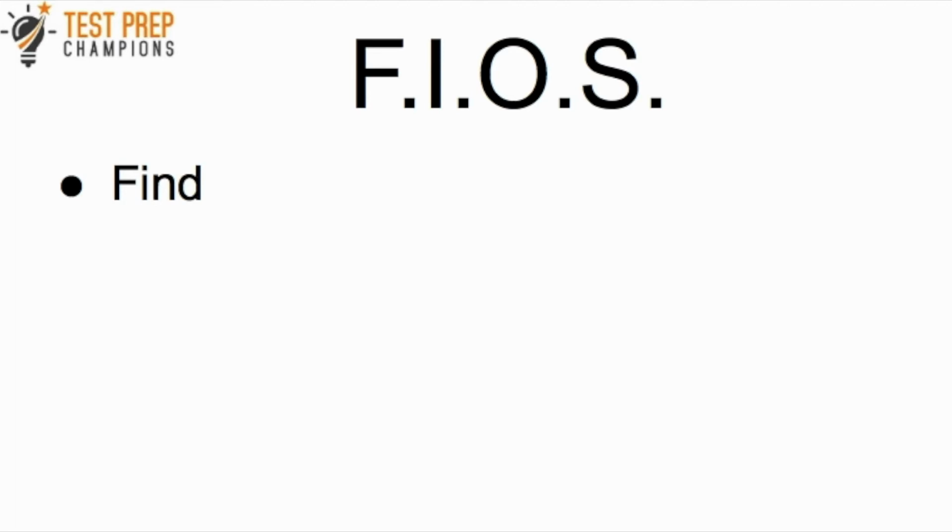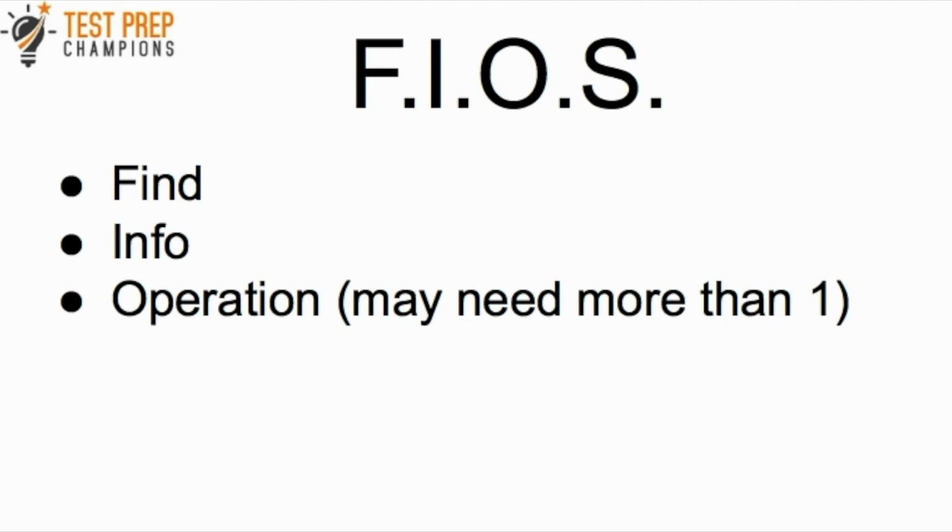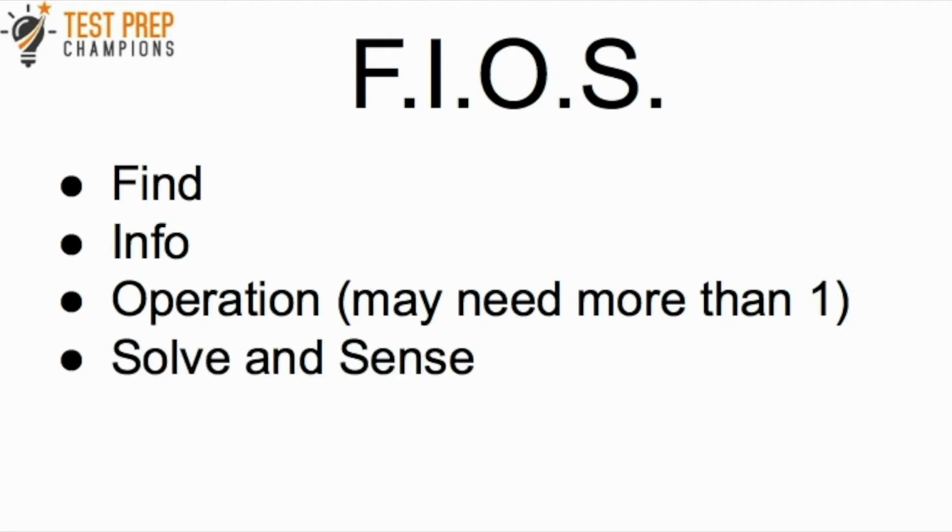F-I-O-S. So the F in FIOS stands for find. What is the question asking me to find? The I stands for info. What information am I given, and what information do I need to solve the question? The O stands for operation, addition, subtraction, multiplication, or division. You may also need to do more than one operation. And the S stands for 2 things. The S stands for solve. You want to solve the question, then always ask, does my answer make sense?